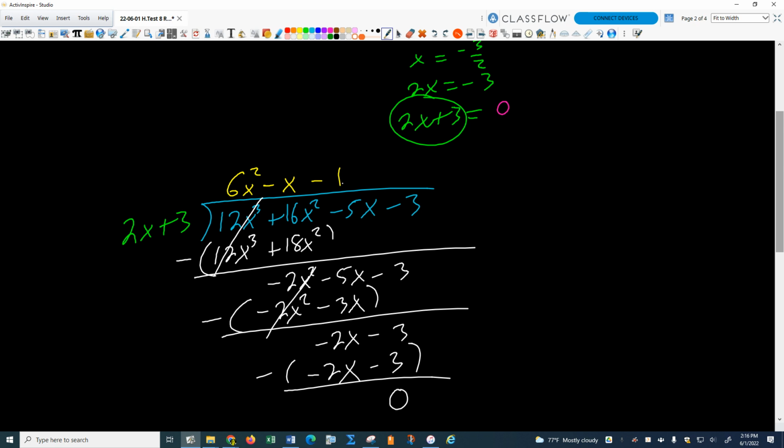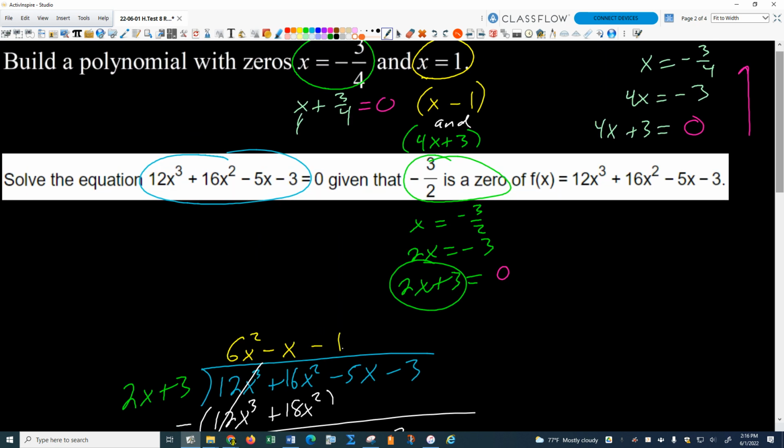Okay, so in other words, the blue is being replaced by the factors. This is going to become 2x plus 3 times 6x squared minus x minus 1, and the whole thing is equal to 0. I already know this solution is negative 3/2. I just have to find the other two from that quadratic factor. How would you find the zeros of that quadratic factor?